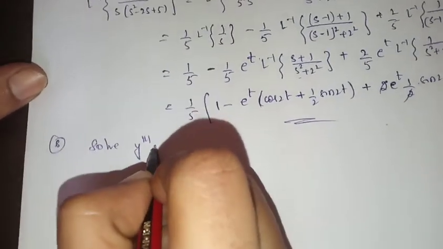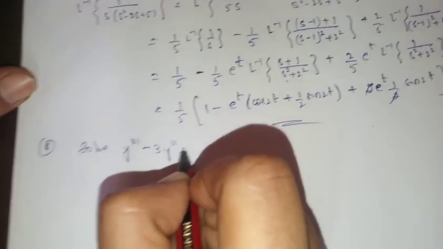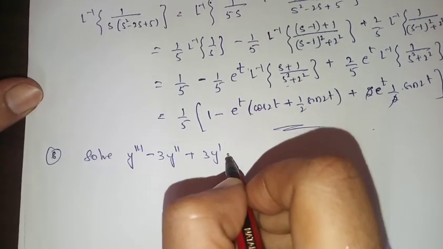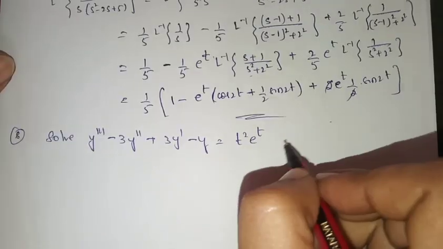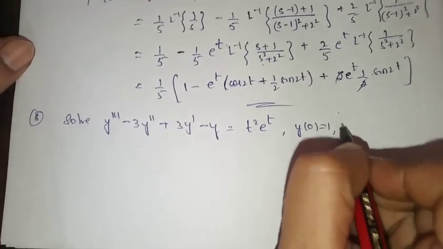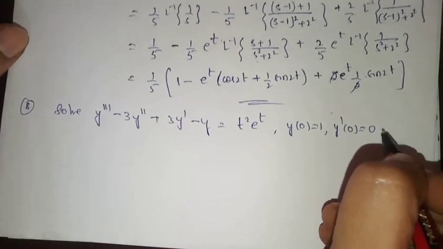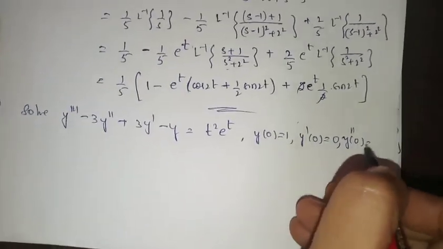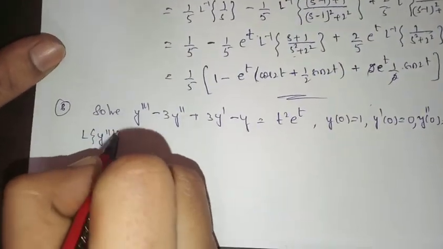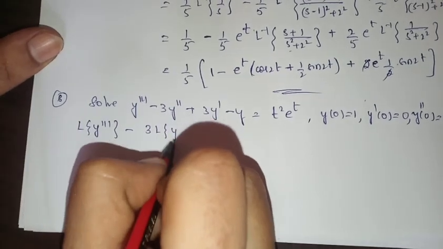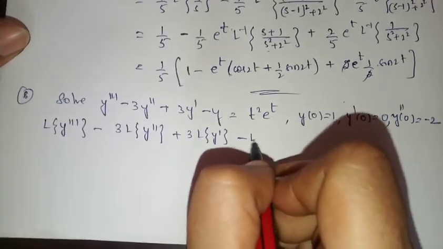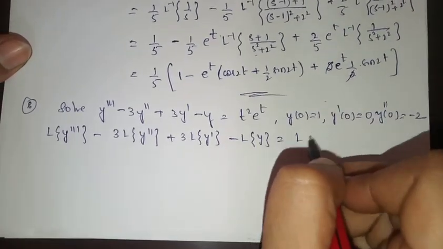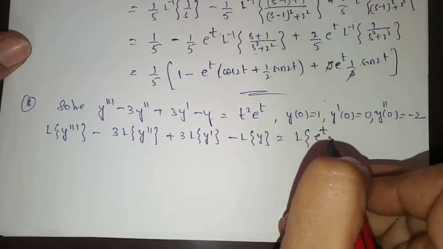y triple dash minus 3y double dash plus 3y dash minus y equal to t square e to the power t. Y of 0 is 1, y dash of 0 is 0 and y double dash of 0 is minus 2. So applying Laplace transform, y triple dash, 3 into Laplace transform of y double dash, 3 into Laplace transform of y dash, minus Laplace transform of y equal to Laplace transform of e to the power t into t square.